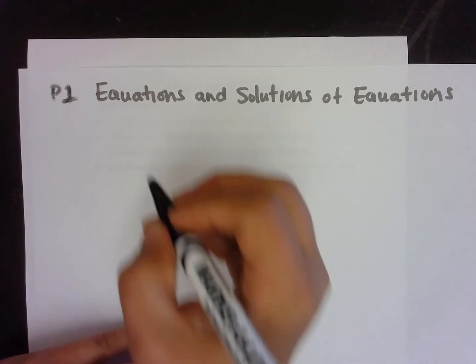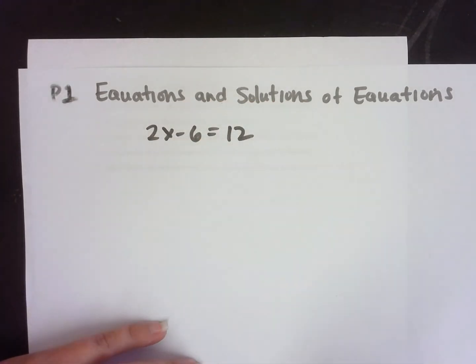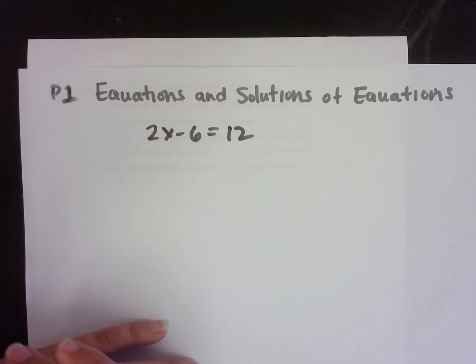So an equation in x, we usually use x as a variable to hold things, is basically a statement that two algebraic expressions are equal. For instance, 2x minus 6 is equal to 12, right? These are two different algebraic expressions set equal to each other. And this is an actual equation.